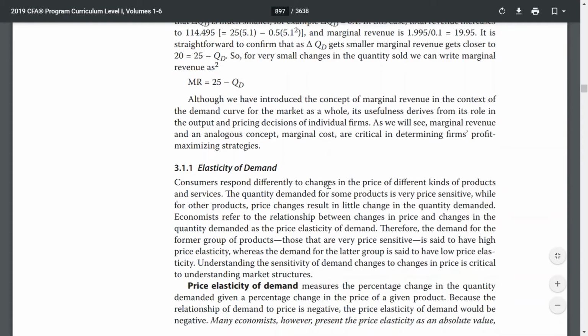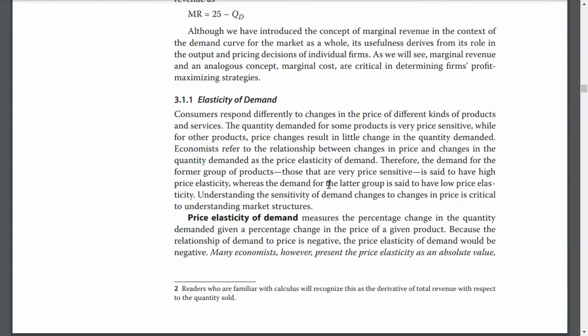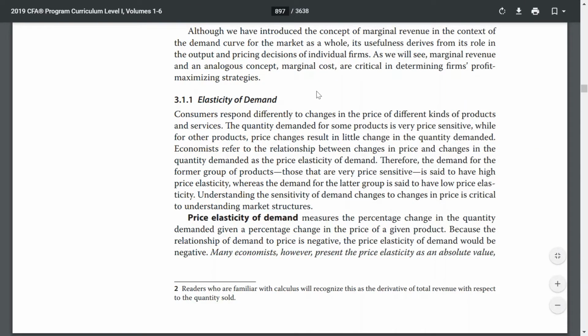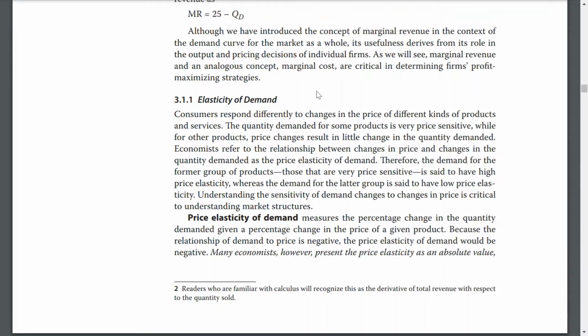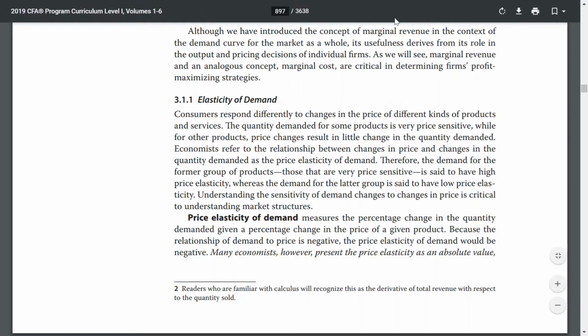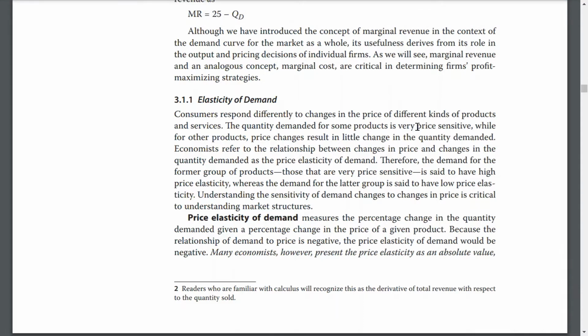Elasticity of demand with relation to perfect competition. Consumers respond differently to changes in price of different kinds of products and services. The quantity demanded for some products is very price sensitive, while for other products price changes result in little change in the quantity demanded. Economists refer to this relationship between the price and change in quantity as price sensitivity.